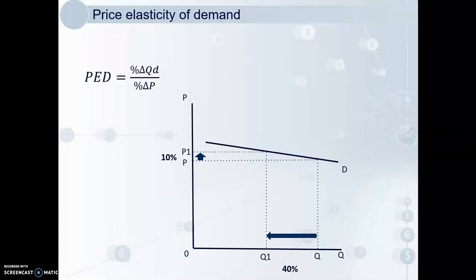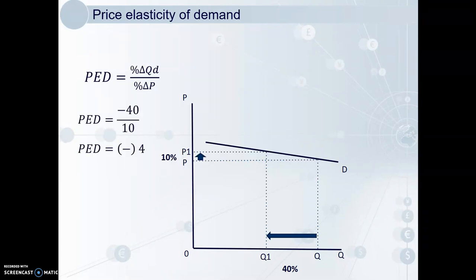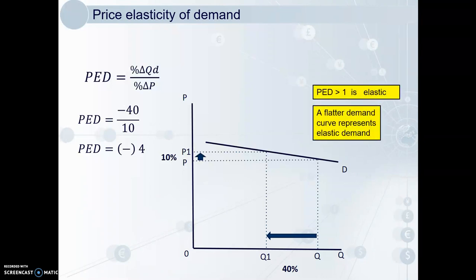Another one to support your learning. Pause and work out the PED here when price increases by 10%. Okay, negative 40 divided by 10 is negative 4. Demand is elastic, more than proportionally responsive to the change in price. When PED is greater than 1, demand is elastic and is generally represented by a flatter demand curve.